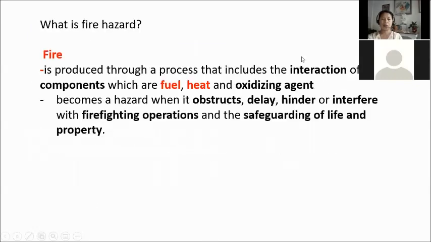Okay. So, common natin marinig itong word na fire, no? But let us define this. This is produced through a process that includes the interaction of its components. So there are three components of a fire. These components would interact to produce a fire: the fuel, heat, and oxidizing agent. And the fire becomes a hazard when it obstructs, delays, hinders, or interferes with firefighting operations and the safeguarding of life and property.